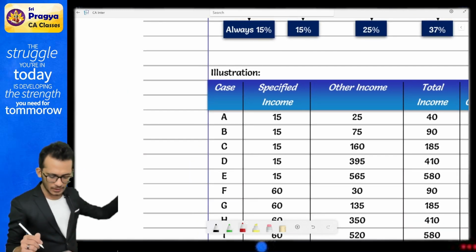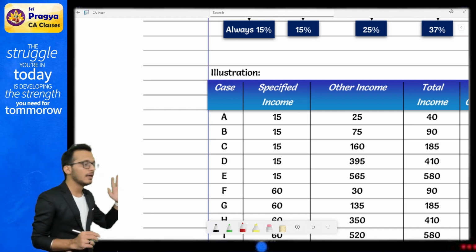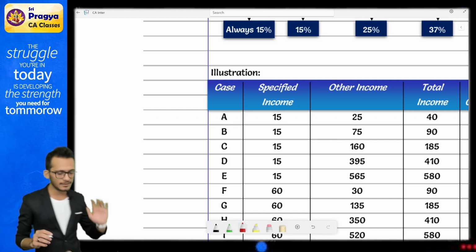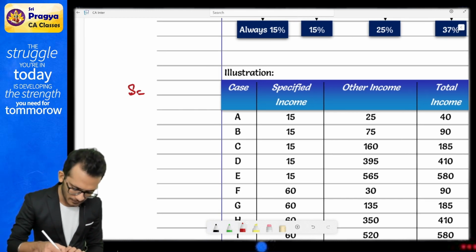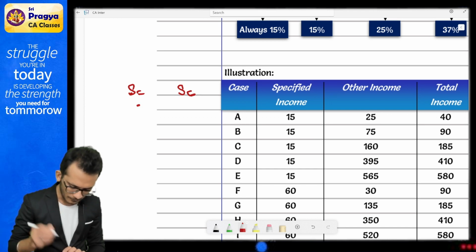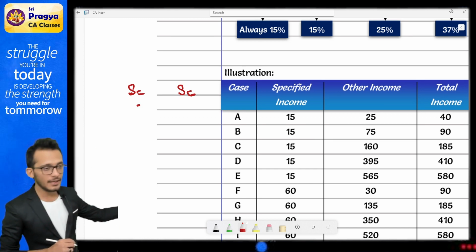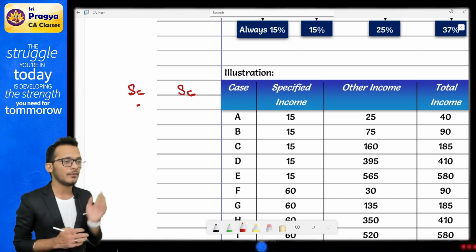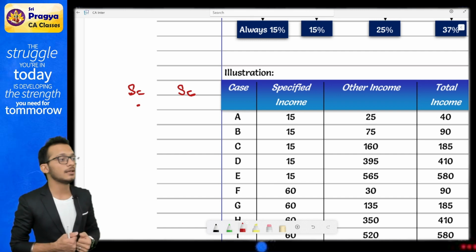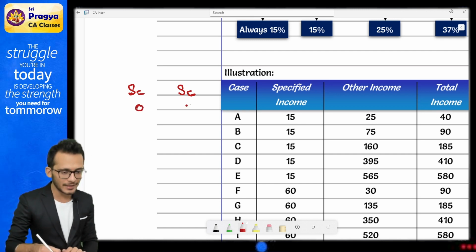On the left side is the specified income, on the right side is other income. The total is given to you as 40 lakhs. The amounts are in lakhs. You are going to tell me the surcharge for my normal incomes and for my special incomes. The first one says your special income is 15, your other income is 25, your total income has become 40. Now, when your income is 40, do you have a surcharge? No. So surcharge on special will become 0 and surcharge on others will become 0.